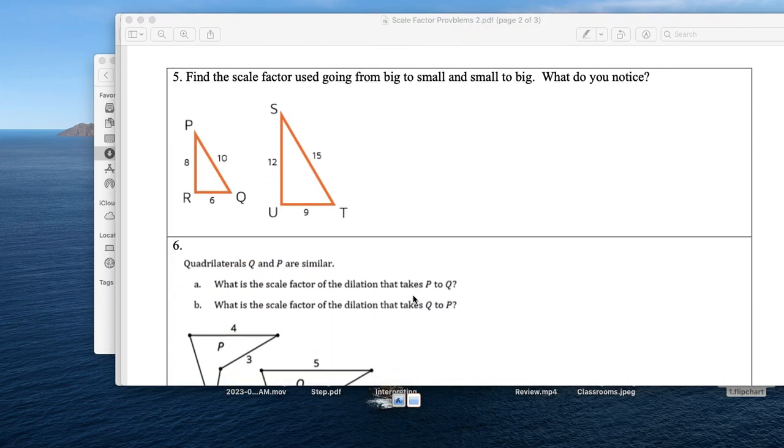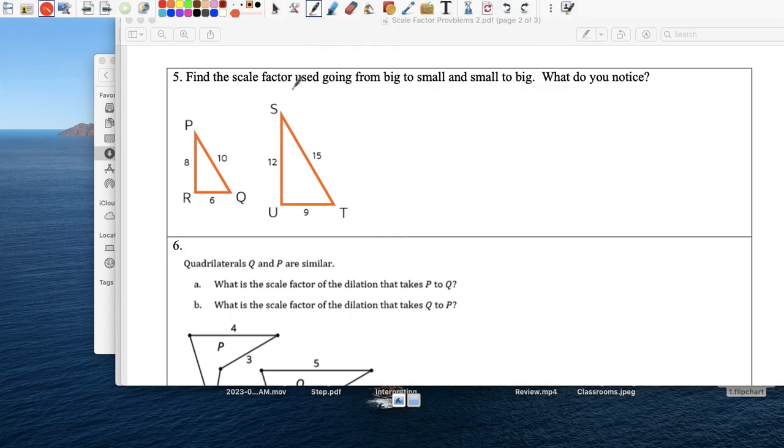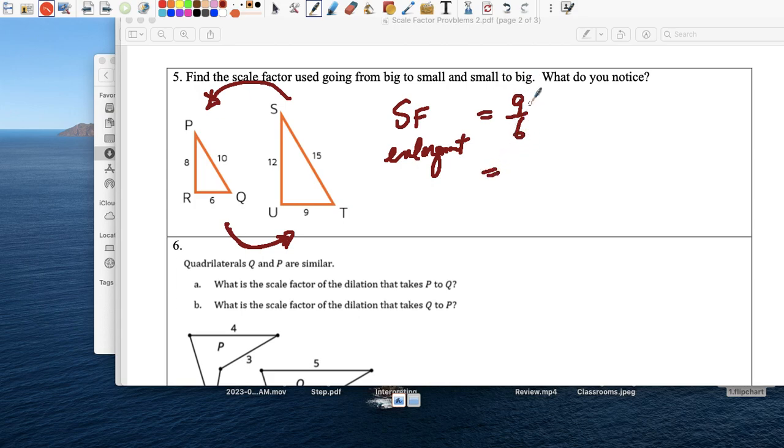And the scale factor going from big to small. So we're going this direction. All right, and small. Okay, and we're going. So they're asking us to see what we notice. So let's write the enlargement first. So let's do the enlargement, see what we get. So if it's an enlargement, we're going this way, right? It would be big over small, 9 over 6. And we're going to keep that as divided by 3, 3 over 2. Right, so it's times 3 over 2.